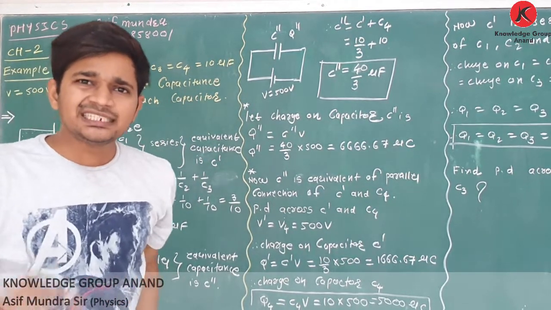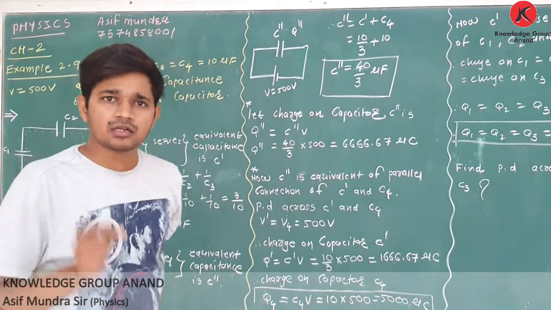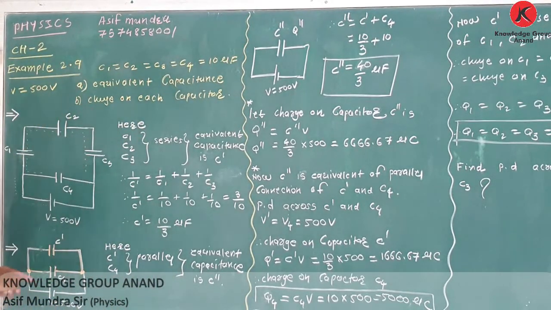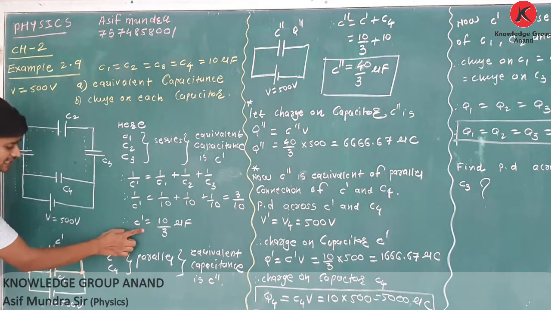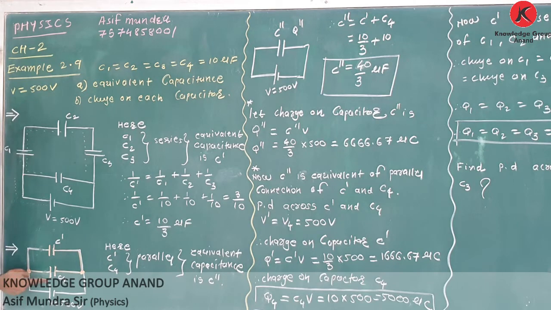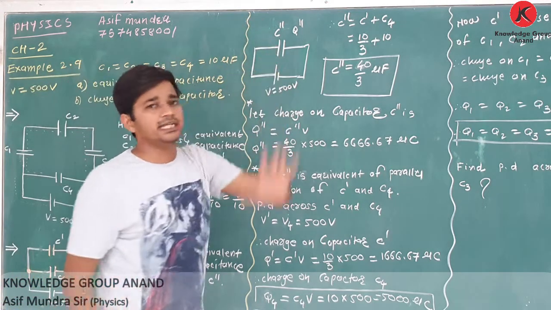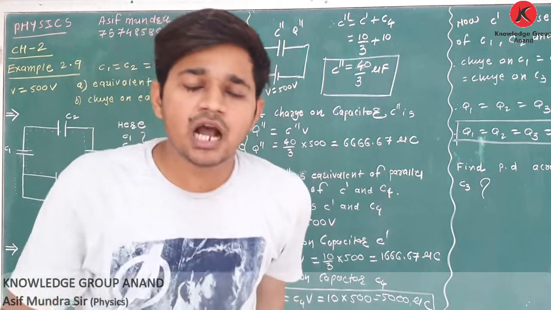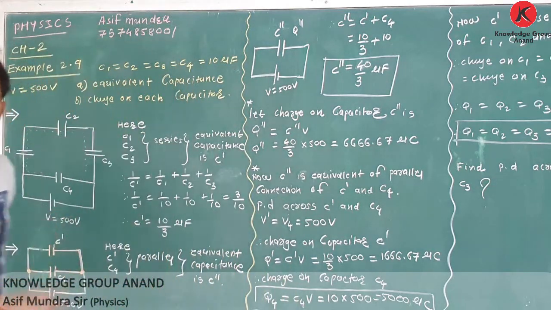Clear? So it is easy to find equivalent capacitance. Okay, initially C1, C2 and C3 are in series connection. Their equivalent, that is C dash, is in parallel connection with C4. Now they are in parallel connection, their equivalent is C double dash. Clear? So one question over, how to find equivalent capacitance.